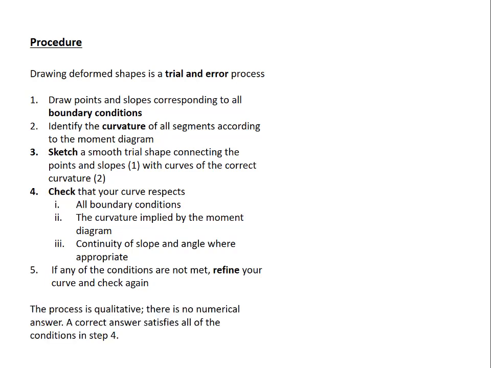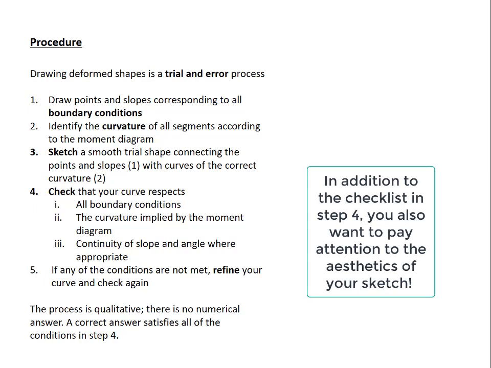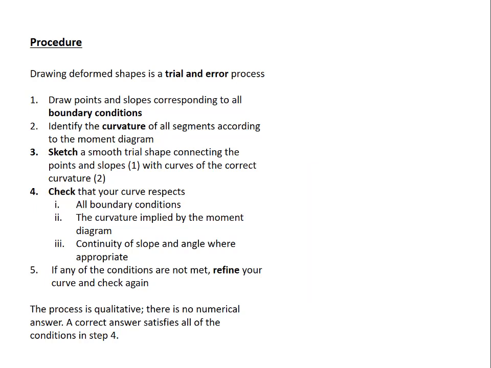This is a qualitative process. There's no numerical answer, so it's hard to actually evaluate whether you got the right answer. The one tool that you have is the checklist in step 4. If you satisfy all of the points in step 4, you'll have a correct answer. Now let's look at the example.